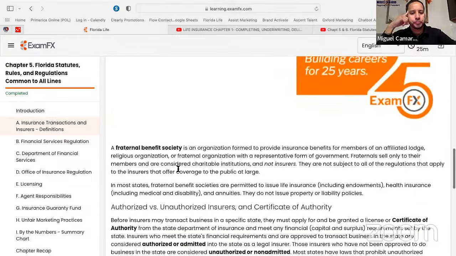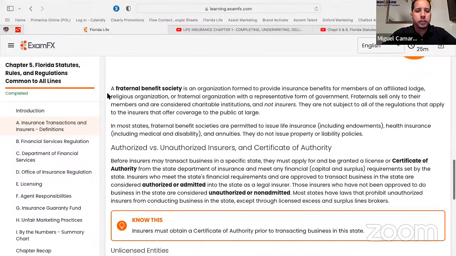No? Okay. A fraternal benefit society. What you want to do is write this. A fraternal benefit society is an organization that is formed to provide insurance to its members of an affiliated lodge. You remember how we read earlier that you cannot start a company only for the basis of getting insurance? In this situation, a fraternal benefit society is formed to provide benefits for its members. I don't know how they get away with it, but that's what you need to know. They are not subject to regulations that apply to insurers that offer coverage to the public. So this is generally going to be private insurance. All right, so a fraternal benefit society is an organization formed to provide insurance benefits to its members of an affiliated lodge.